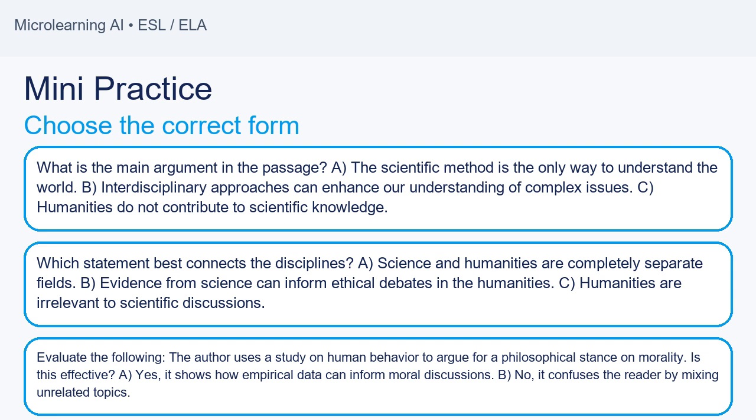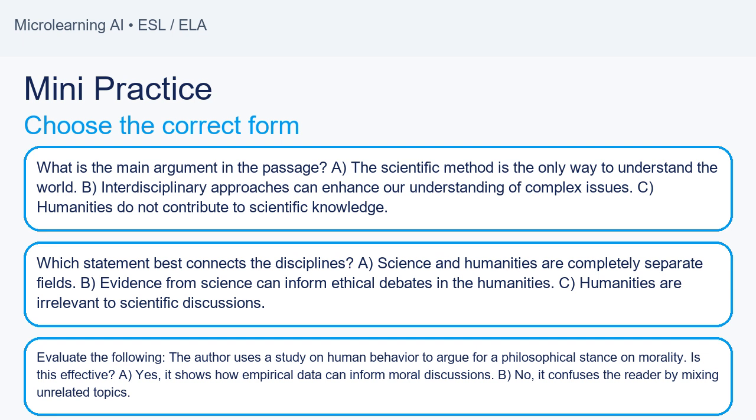2. Which statement best connects the disciplines? A. Science and humanities are completely separate fields. B. Evidence from science can inform ethical debates in the humanities. C. Humanities are irrelevant to scientific discussions. Answer: B.